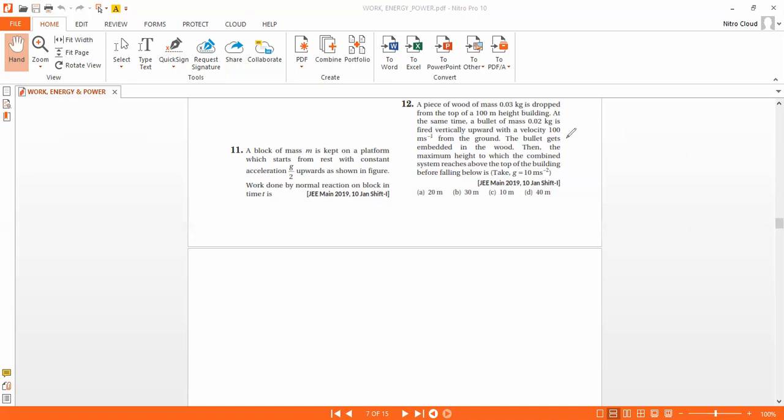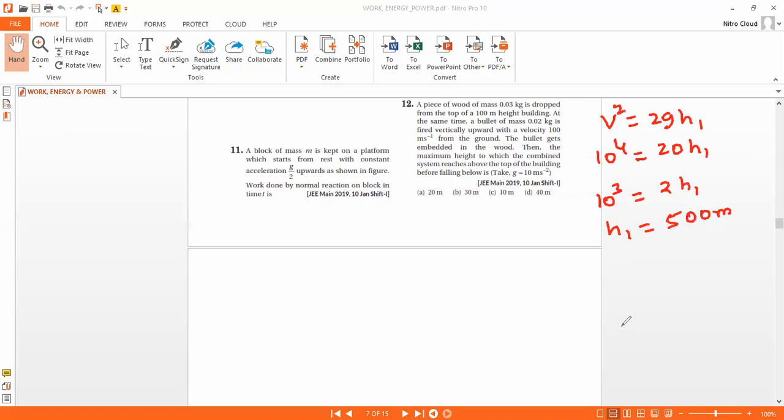It is projected up with, suppose v square equal to 2gh1, that is 10 power 4 equal to 20h1. So 10 cube equal to 2h1. So h1 is equal to 500 meters. Okay, second one, it reaches 500 meters.